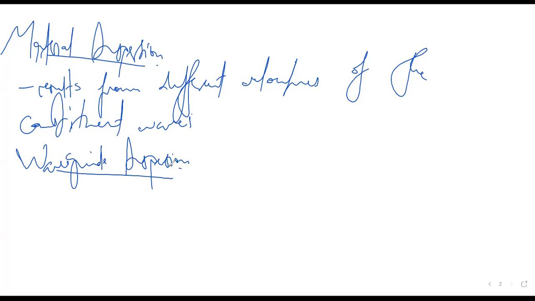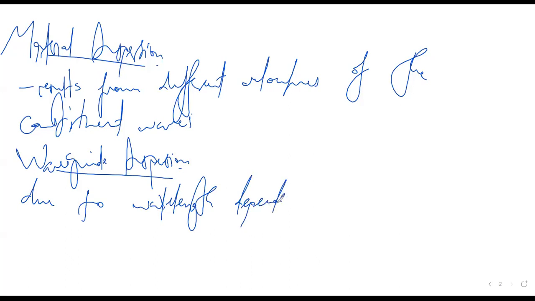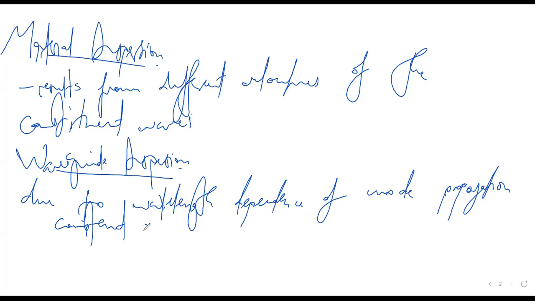All right. We also have waveguide dispersion. Waveguide dispersion is due to the wavelength dependence of the mode propagation constant. All right. These two, material dispersion and waveguide dispersion, if you add these two, you have chromatic dispersion.